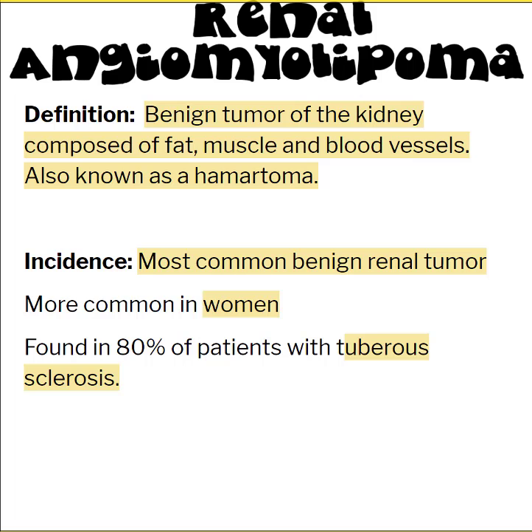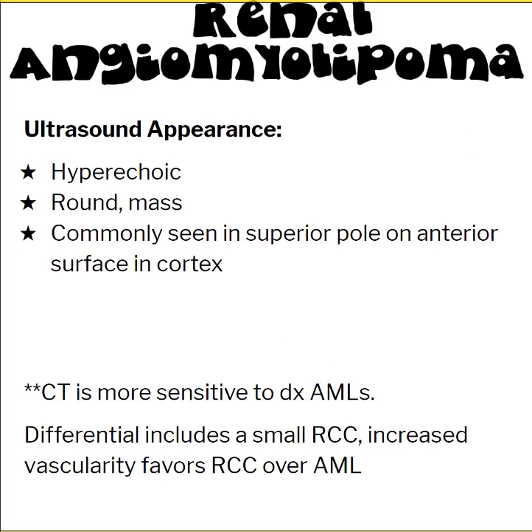Renal angiomyolipomas are the most common benign renal tumor. They're more commonly seen in women, and they are highly associated with tuberous sclerosis. On ultrasound, angiomyolipomas, or AMLs, are typically hyperechoic. They're very round in structure and commonly seen in the superior pole on the anterior surface in the cortex.